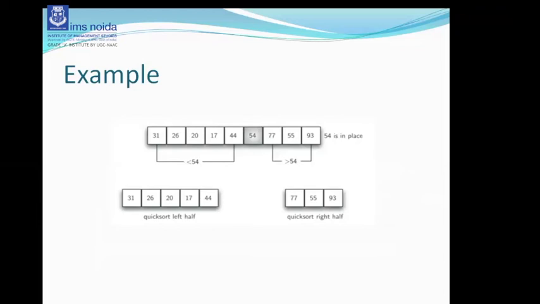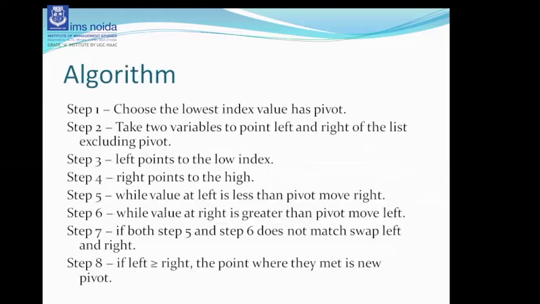Okay, let's see what the algorithm is. I told you briefly what we need to perform in quick sort, but let's see now what step-by-step algorithm we need to follow. The first thing you need to do, step number 1, is choose the lowest index value as pivot. That means the element at the 0th position will be chosen as pivot.